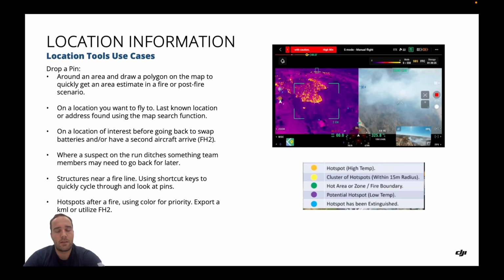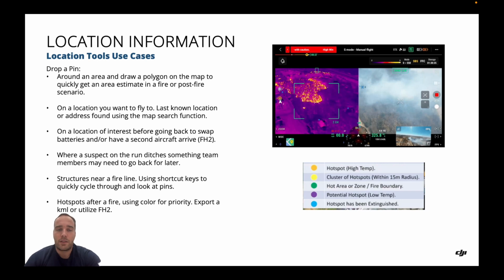The last part here is just talking about some of the use cases we've seen public safety departments utilizing these tools for. When dropping a pin could be around an area, you could then draw a polygon based on those pin drops to get an area estimate. So it could be during a fire or post-fire scenario. Obviously, mapping is going to be able to provide a more accurate measurement and some additional data there, but can be nice for a quick estimate.